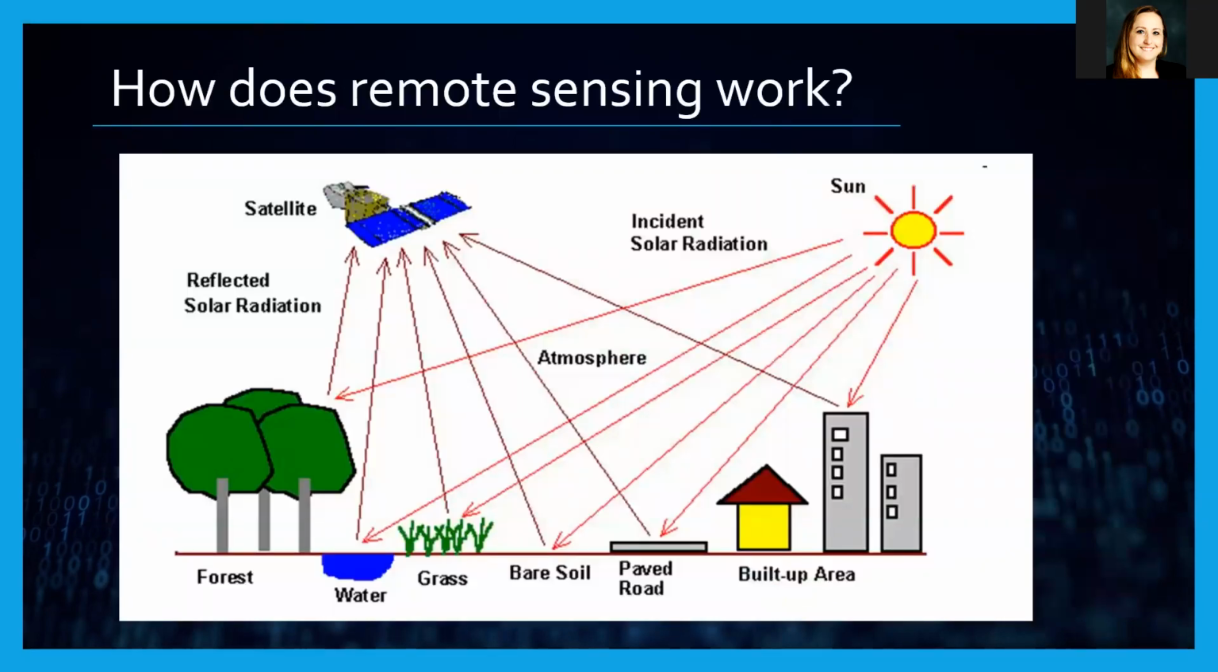So, how does remote sensing actually work? It most often starts with the sun producing light. Those waves of electromagnetic energy make their way to the surface of the Earth, where they are absorbed, scattered, refracted, dispersed, transmitted, but most importantly, reflected.